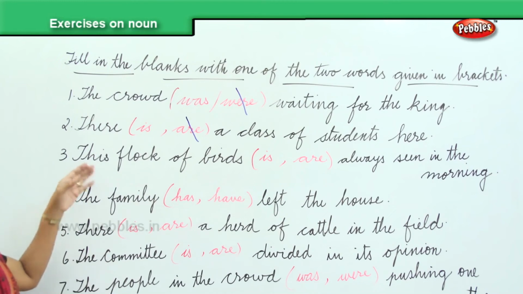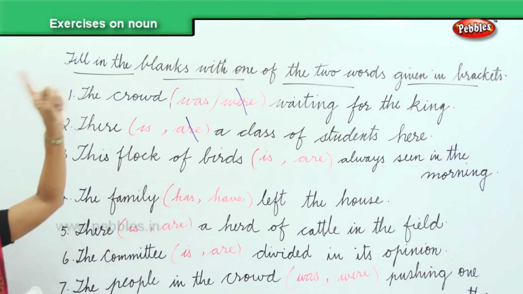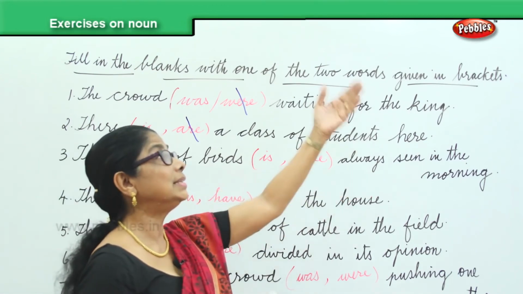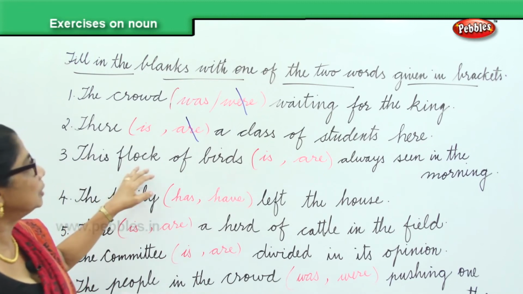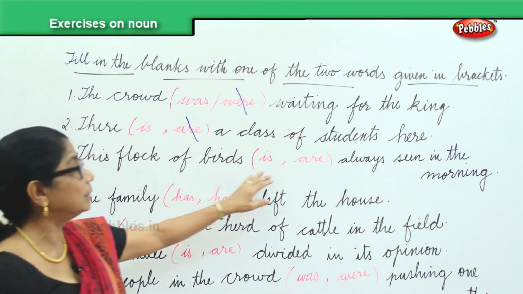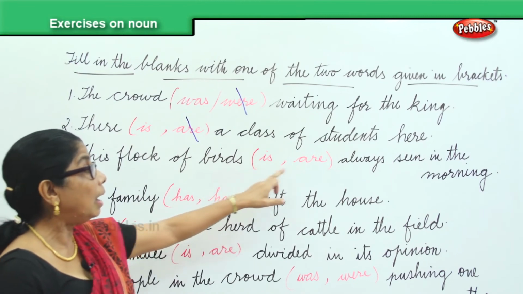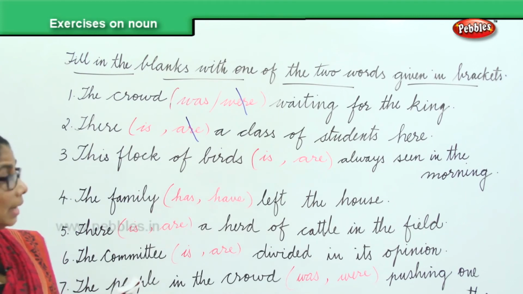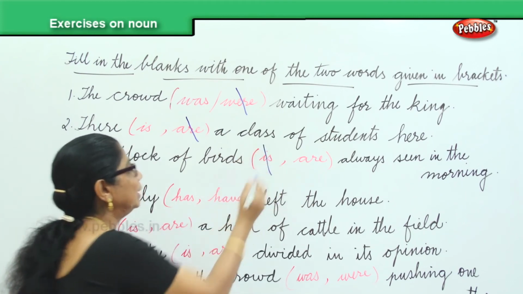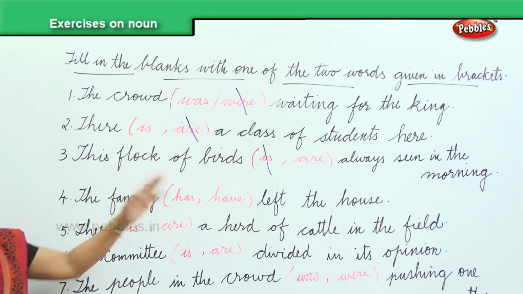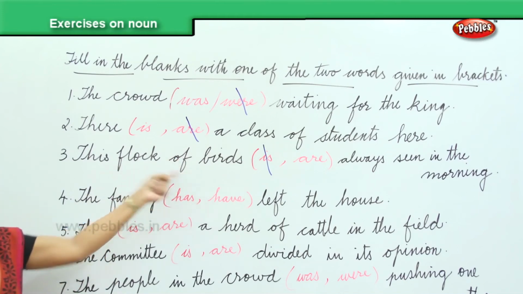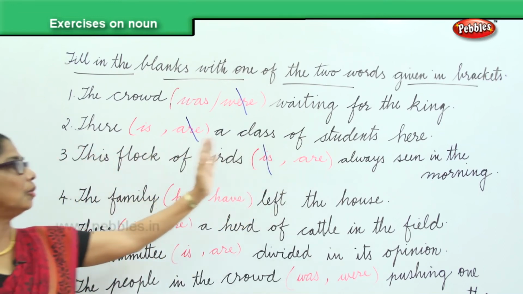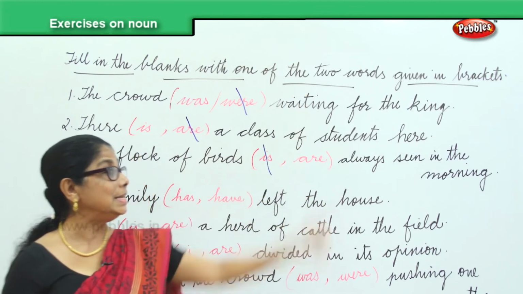The next one, this flock of birds is always seen in the morning. So we'll say flock is again a group. This flock of birds are seen in the morning. You cannot say this flock of birds is seen, that is wrong. So we take away is. This flock, plural, so again birds, a group of birds. So many birds, so you're using are. So this flock of birds are always seen in the morning.